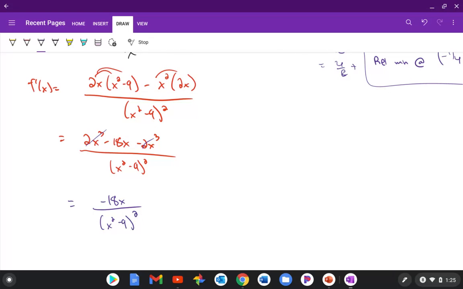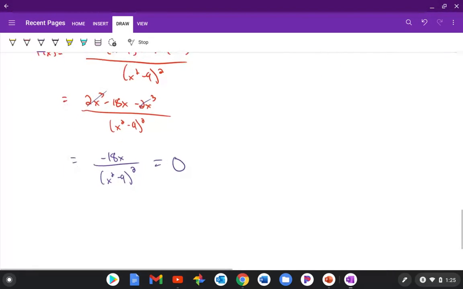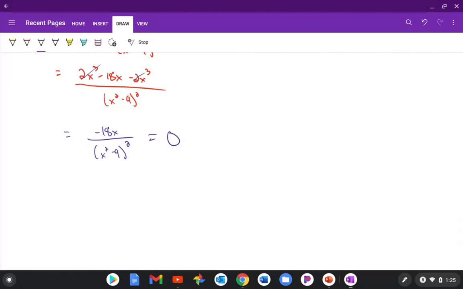Okay, so now we can set this equal to 0. Remember, critical points occur where it's 0 or undefined, actually. So the best way to do this is just set the top equal to 0, because that would tell us where it's 0, and set the bottom equal to 0, because that tells us where it's undefined. So we get negative 18x equals 0. That just gives us 0.